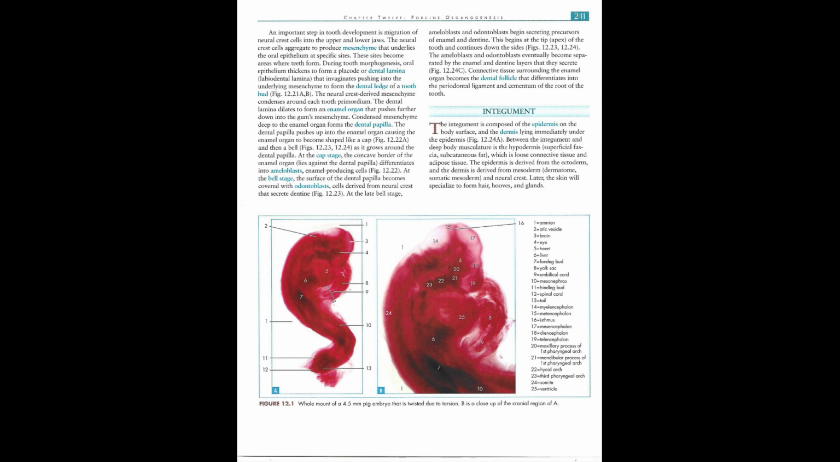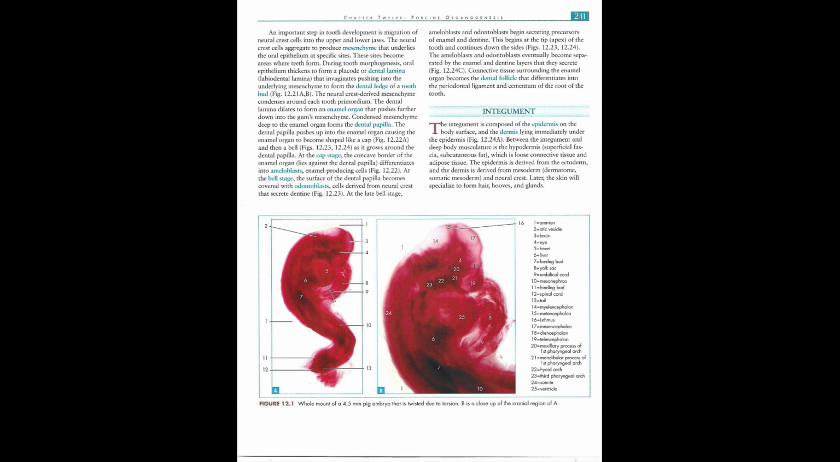At the late bell stage, ameloblasts and odontoblasts begin secreting precursors of enamel and dentine. This begins at the tip, apex, of the tooth and continues down the sides, Figs 12.23, 12.24. The ameloblasts and odontoblasts eventually become separated by the enamel and dentine layers that they secrete, Fig 12.24c. Connective tissue surrounding the enamel organ becomes the dental follicle that differentiates into the periodontal ligament and cementum of the root of the tooth.